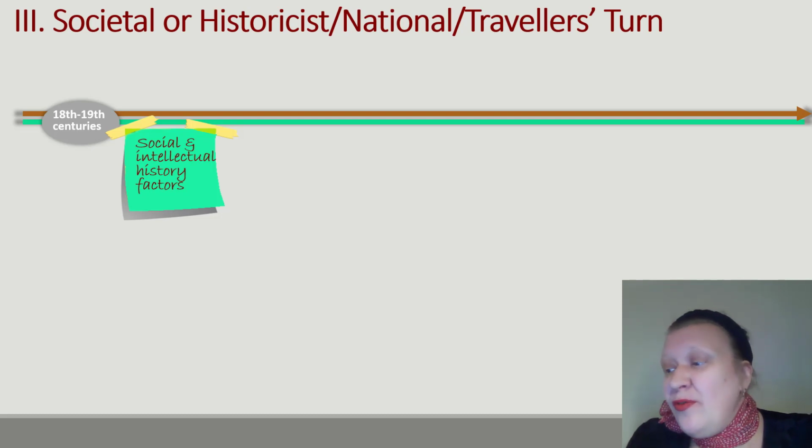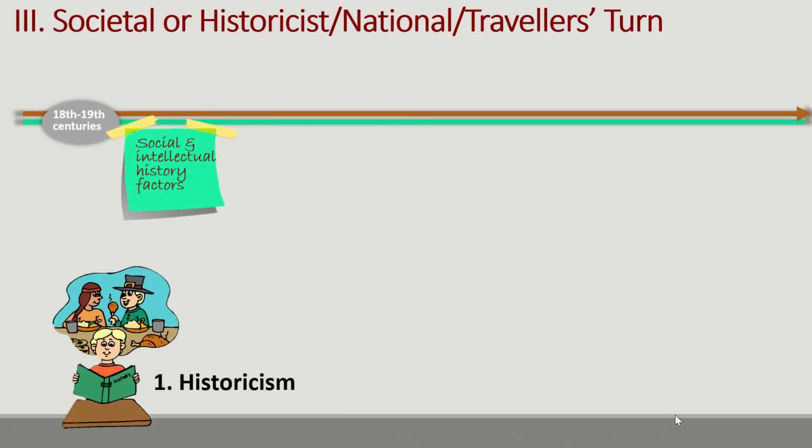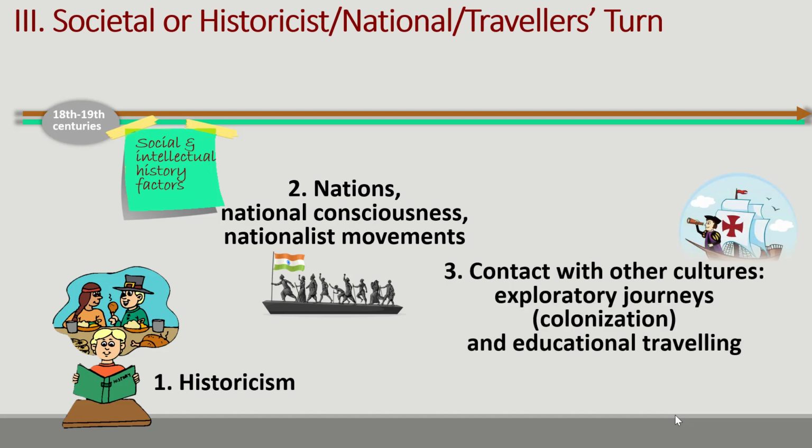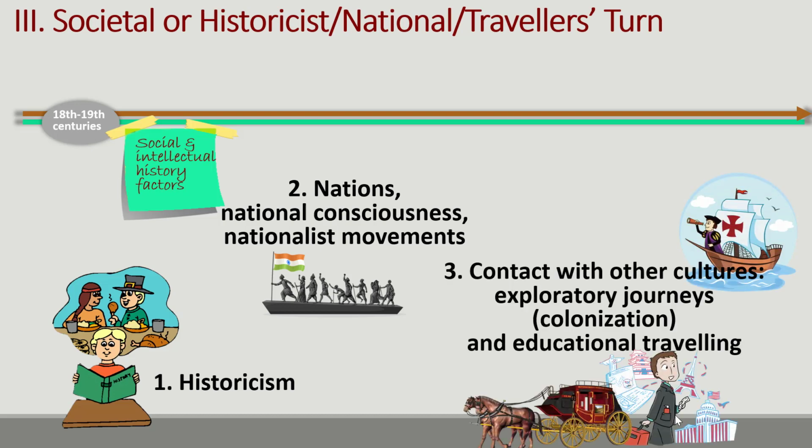of culture were the following. The emergence of historicism and human science as we know them today, the establishment of nations accompanied by the emergence of national consciousness and nationalist movements. Finally, contacts with other cultures due to exploratory journeys across the world, which led to the establishment of colonial empires, and emerging educational and touristic traveling across Europe.